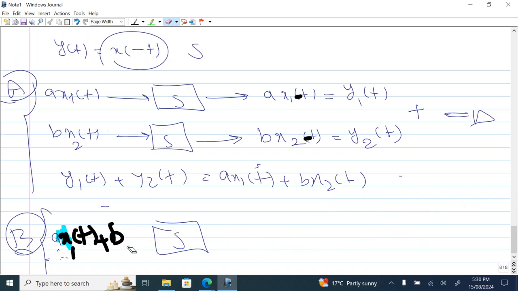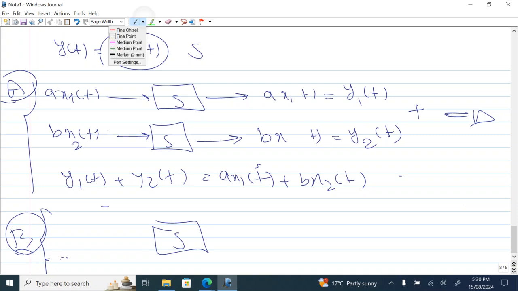Okay. No, the solution was correct. All I'm trying to do is just quickly go through it again. Now, again, think about what your system does: turning all the t's into minus t. That's all it does. It's flipping.